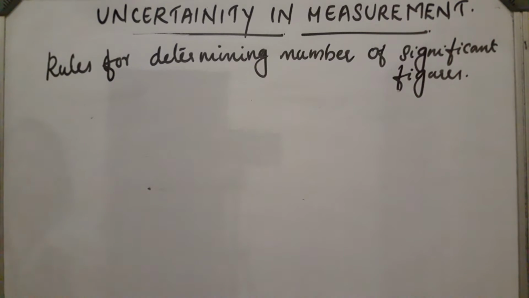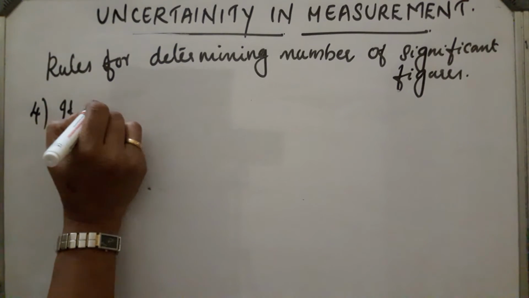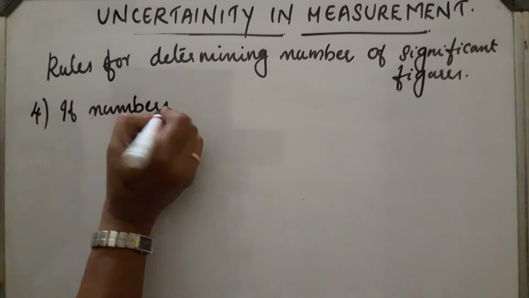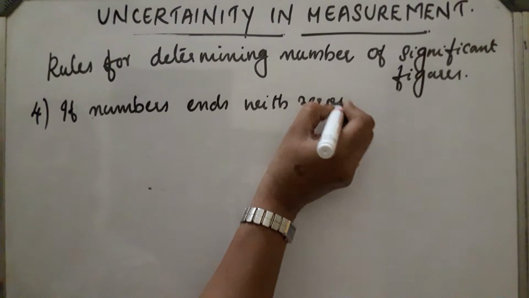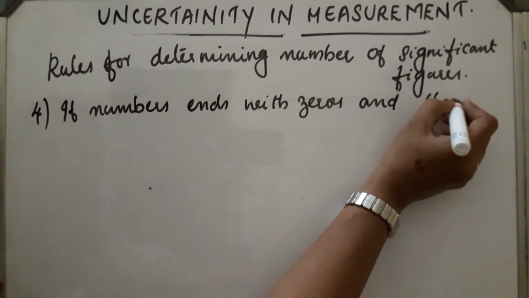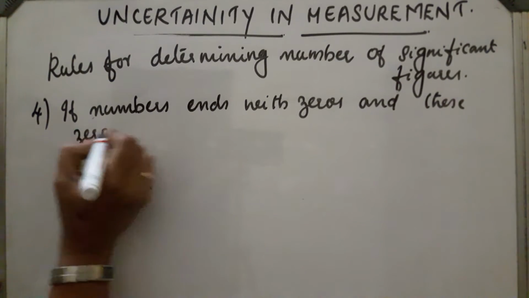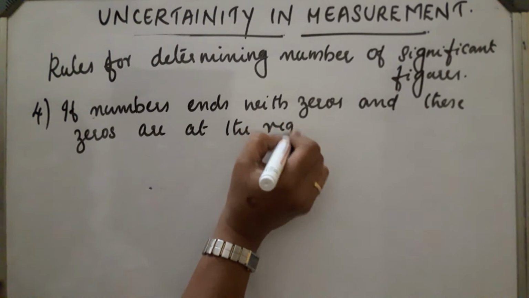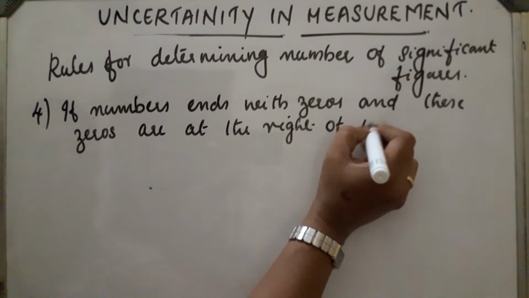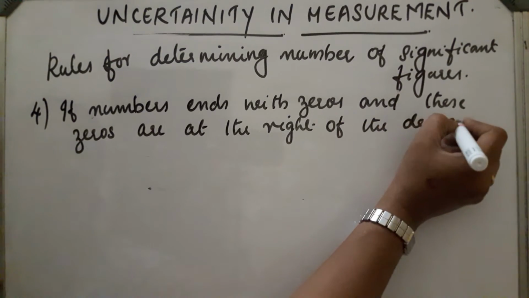Next, fourth point. If the number ends in zeros and these zeros are to the right of the decimal point, these zeros are significant. Okay. That is, if a number ends with zeros and these zeros are at the right of the decimal point, they are significant.